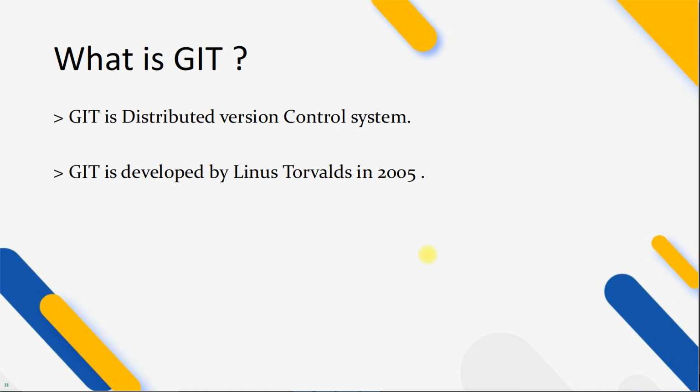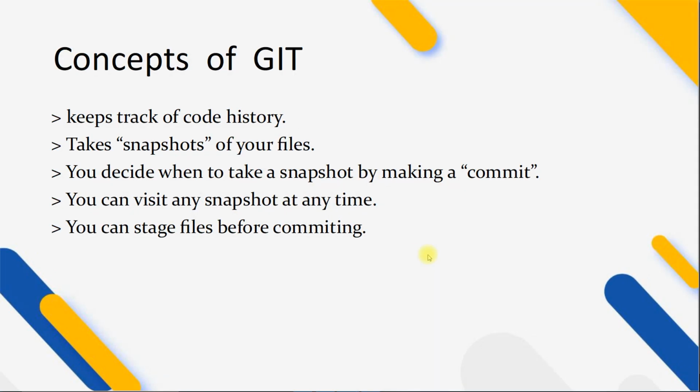Okay, so next, what are the concepts of Git? We'll discuss here why and what the concepts of Git are. It essentially keeps track of your code history with snapshots of your files. You can make a snapshot by making a commit, using some simple commands. Next, you can always go back and check the previous snapshot. You can also put your code in the staging area before actually committing or writing to the snapshot. These things are done by running some simple commands.